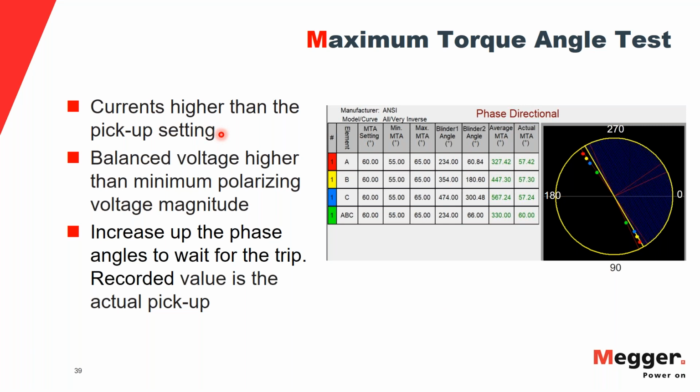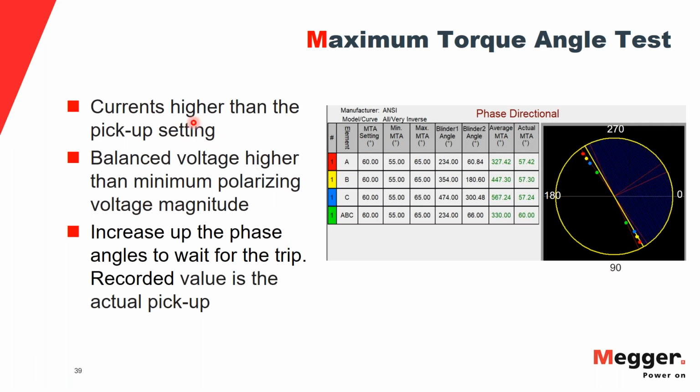the pickup setting on the current magnitude, and you provide the voltage magnitude, which you can keep as a balanced voltage, with the magnitude of the voltage higher than the minimum polarizing voltage magnitude, which was 3.45 volt in our example. So if you keep a voltage higher than that value, my relay is polarized, and if my current is kept at a value higher than the pickup setting, I can go for trip, but only in the case when my angles are in the forward zone or in the forward side of the characteristics, right?